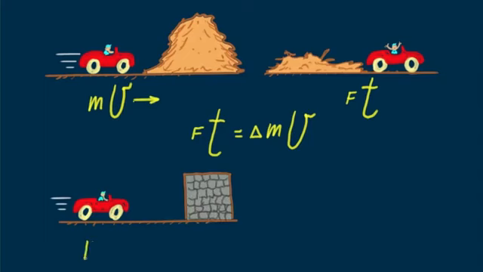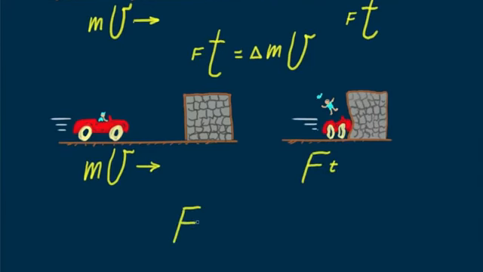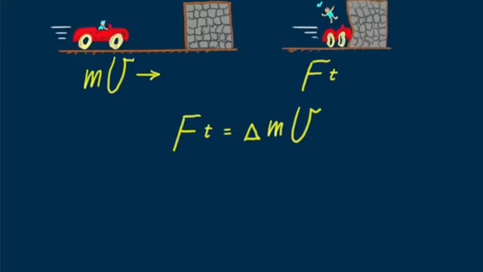But suppose the collision is with a stone wall. Whoops! Here the impulse is mostly force because the time during which the impulse occurs is short. Big Ft equals delta mv. So minimum force occurs when the time of contact is long. No matter how the car is stopped, the impulse Ft is the same.